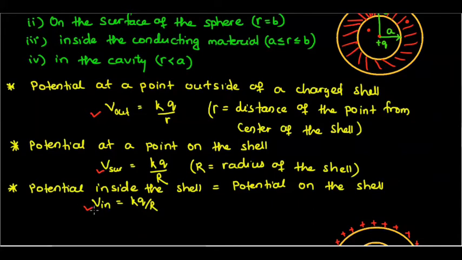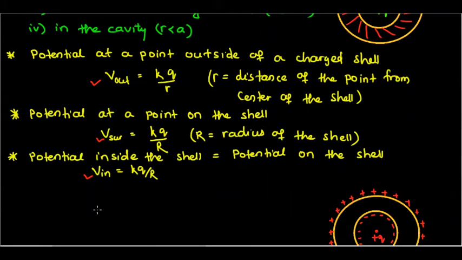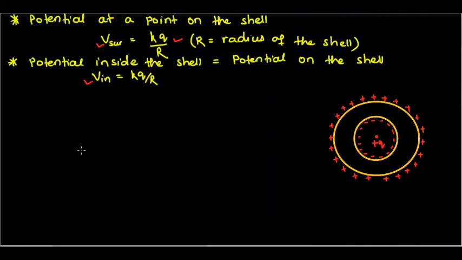And if we are finding the potential inside the shell, then remember that the potential inside the shell is same as the potential on the surface of the shell. And here we have written that the potential on the surface of the shell is kQ by capital R. So similarly V inside will also be kQ by capital R. So using these 3 important points we will write the expression for potential at different locations. So first we will find the potential outside the sphere.